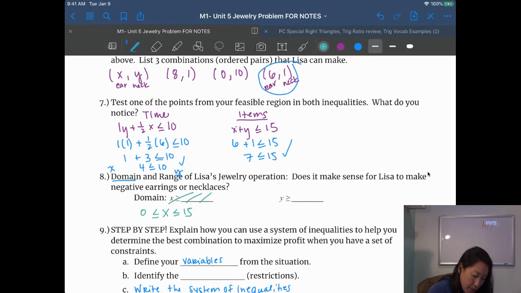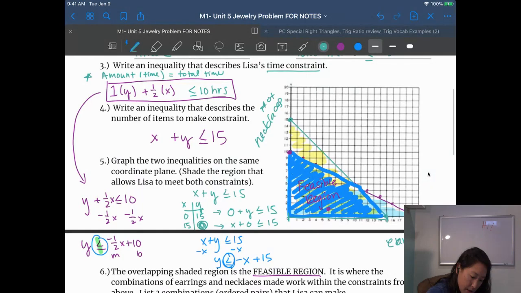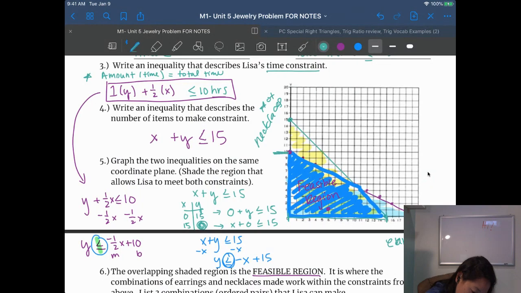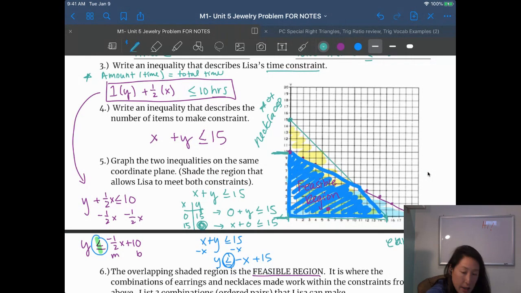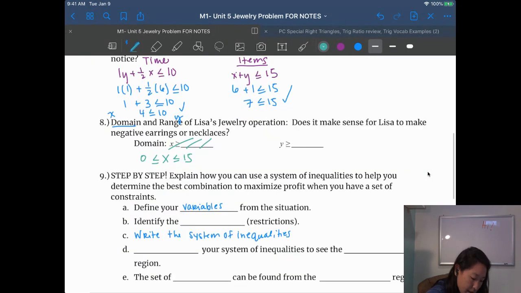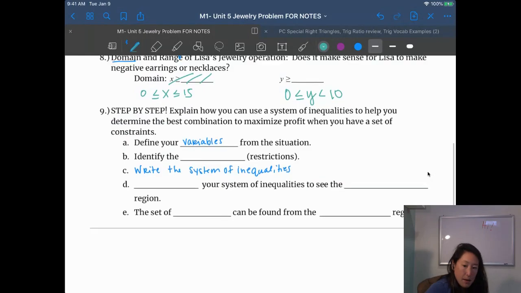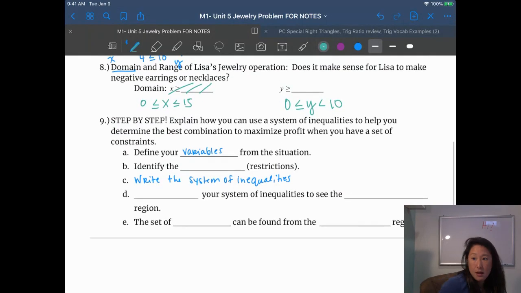The range, I can see that the most number of necklaces she can make is 10, and the least number of necklaces she can make is 0. It doesn't make sense for her to make a negative. So 0 is less than or equal to Y, which is less than or equal to 10. Okay. All right, I want you guys to fill in number 9 really quick.